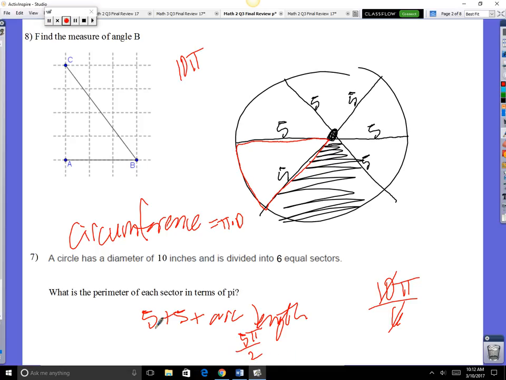So my final answer is 5 plus 5, so I've got 10 plus 5 pi divided by 2. That is the perimeter of that sector.